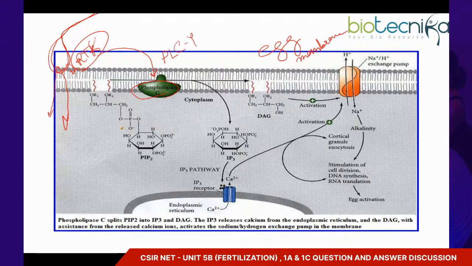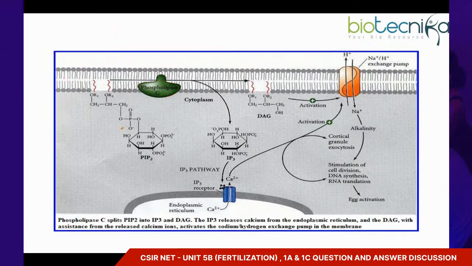Actually, phospholipase C has several types: phospholipase C alpha 1, then alpha 2, then phospholipase delta, then phospholipase gamma. So, this is what you have in your diagram. This is actually a phospholipid. This phospholipid's name is PIP2.